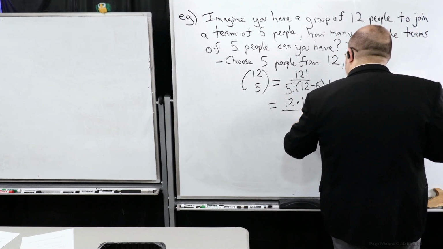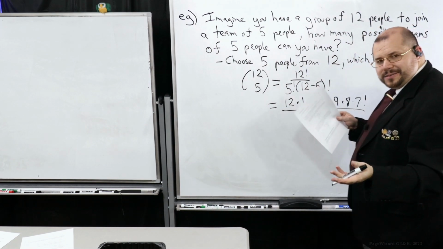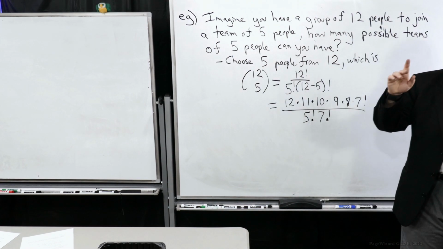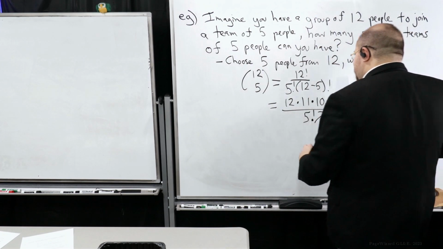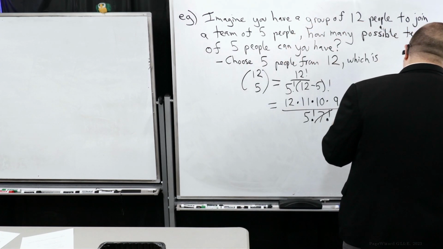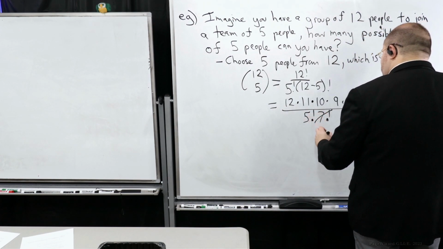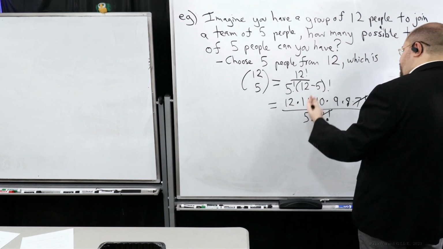And I have 5 factorial times 7 factorial, right? Because 12 minus 5 is 7. So naturally, let's do some canceling. So 7, 7. Naturally as well, we should be able to get rid of some more stuff. Namely, we got 5. So we have 5 times 4 times 3 times 2 times 1.